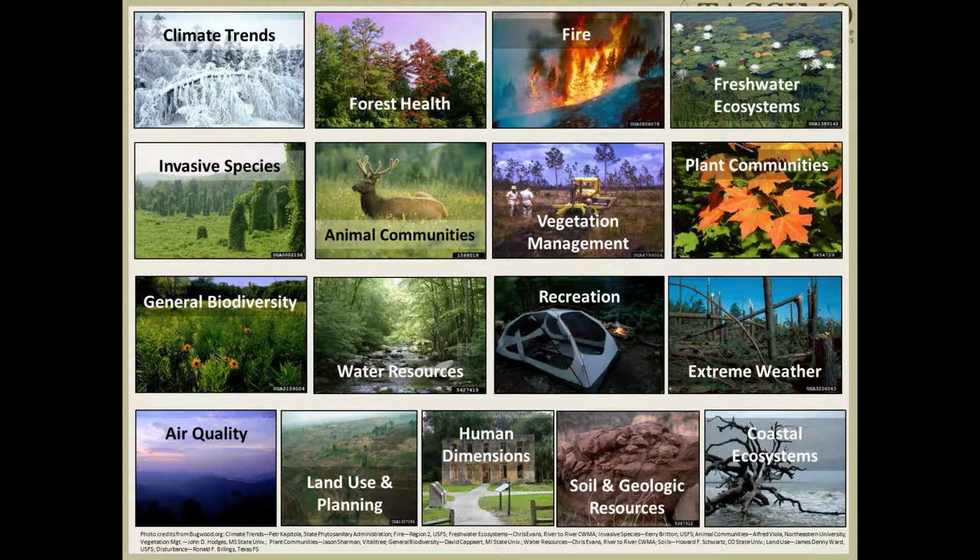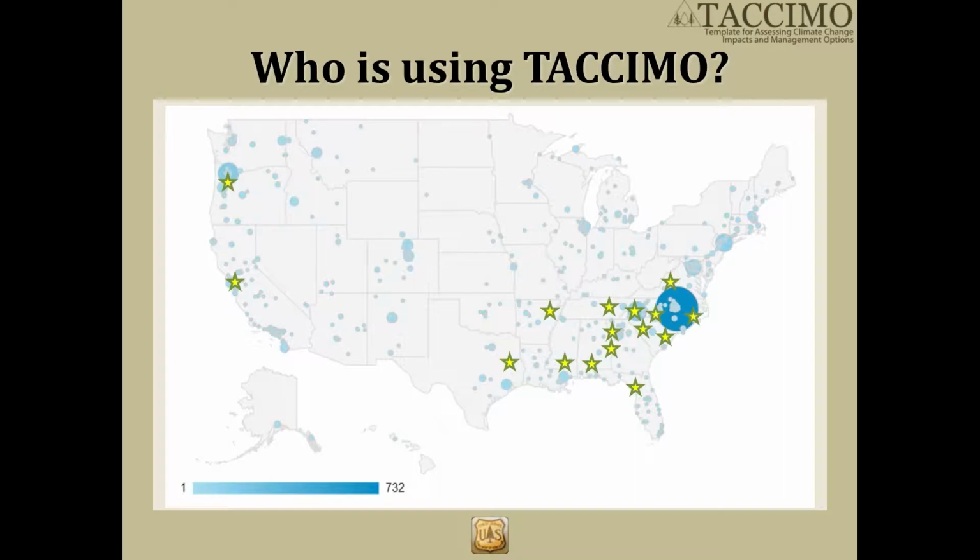TACCIMO includes a wide swath of issues. These are the factors that we address with respect to forests and ecosystems. So as Sarah Wiener mentioned in her presentation yesterday, we're also pursuing a line of work to incorporate agriculture and range issues into the tool, though that's still in development. But we have a real wealth of information on all of these topics, from climate trends to coastal ecosystems and everything in between.